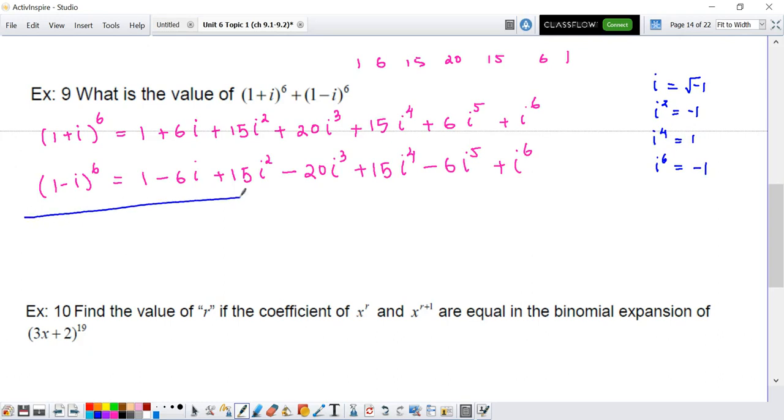Okay, so now we have to add this. This is a very interesting problem. You are adding everything. So 1 plus 1 is 2. 6i gone. 30i square.